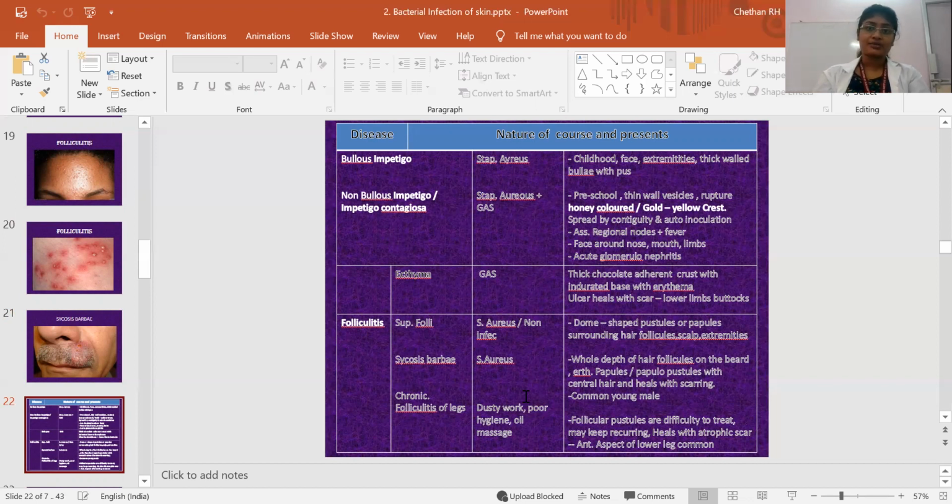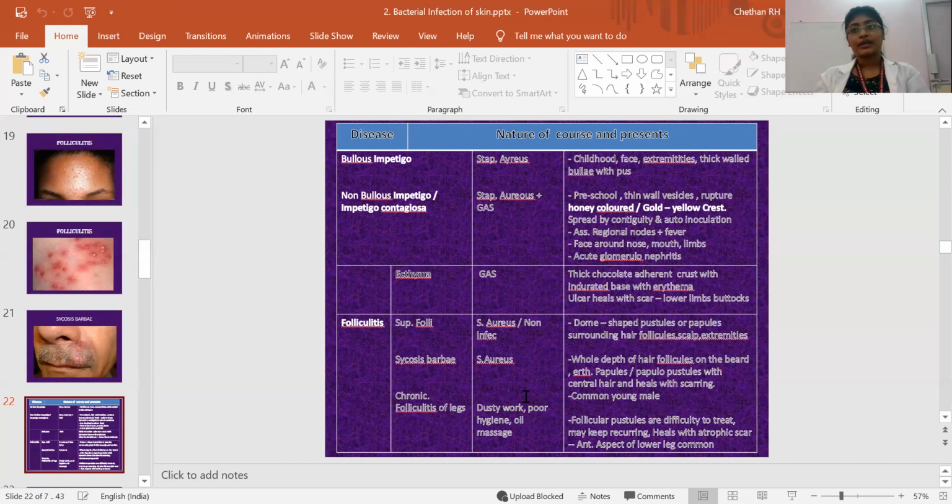It's a deep infection. That's why it involves the whole depth of the hair follicles of the beard, and there will be erythematous papules or papulopustules. Both papules and pustules you can see with a central hair, and it is healed with scarring, because sycosis barbae is a deeper infection, and it is commonly present in young males.